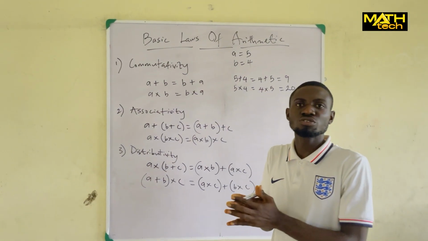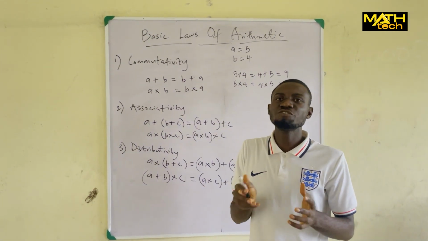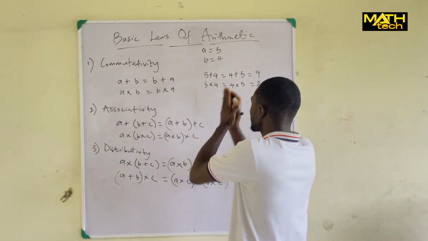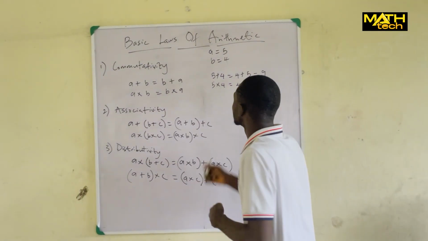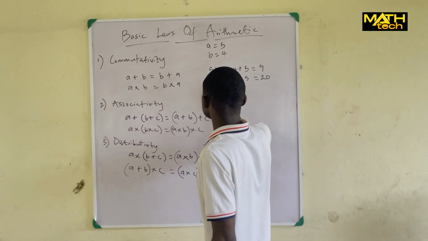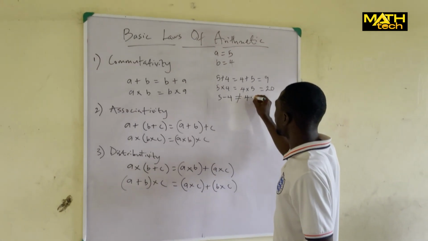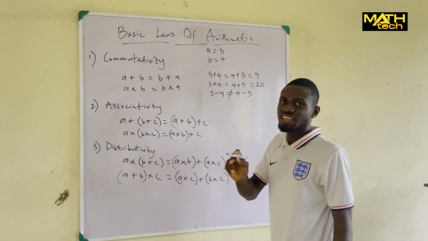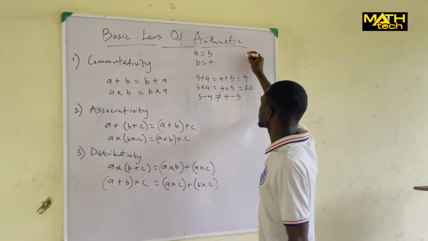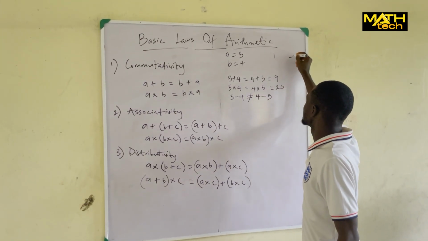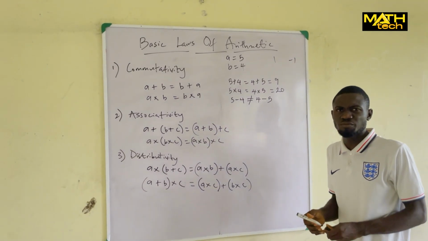But the operators, subtraction and division, are not commutative. Let's use the same values for that. Now, 5 minus 4 is not equal to 4 minus 5. In the sense that 5 minus 4 is going to give us what? 1. 4 minus 5 is going to give us what? Minus 1. Are they the same?